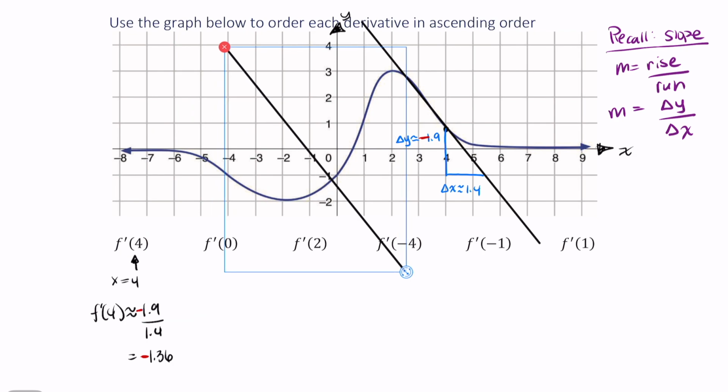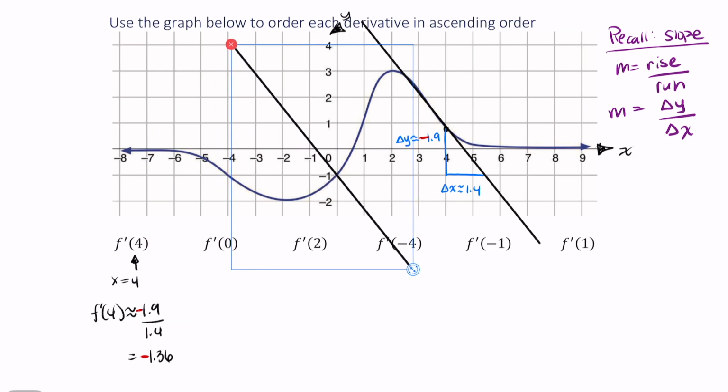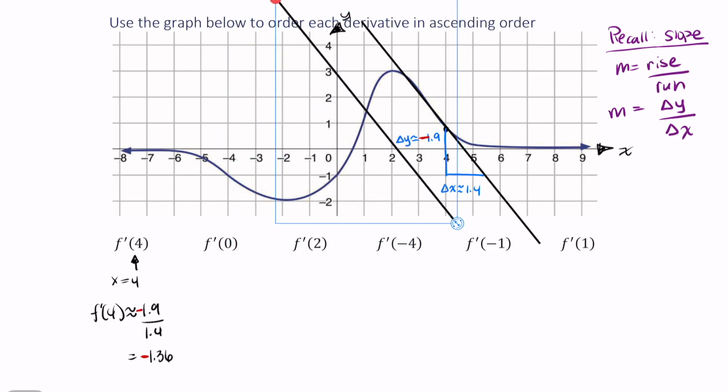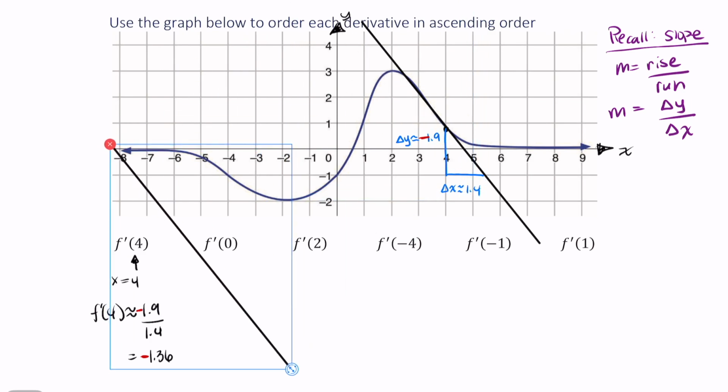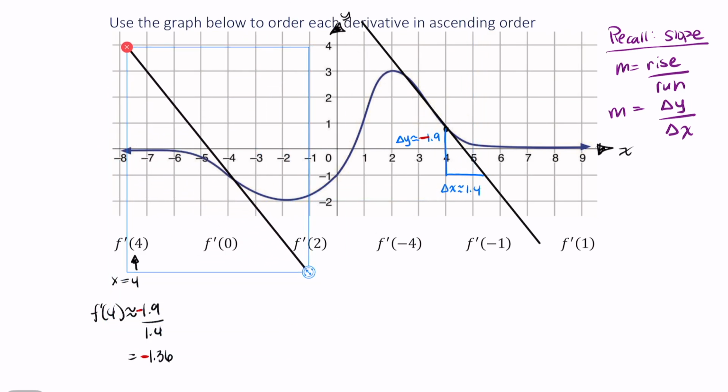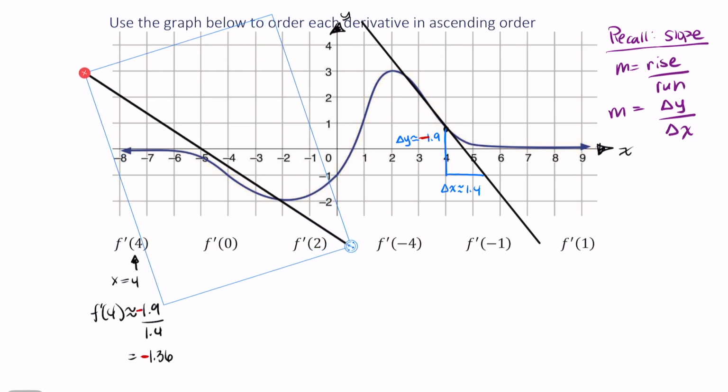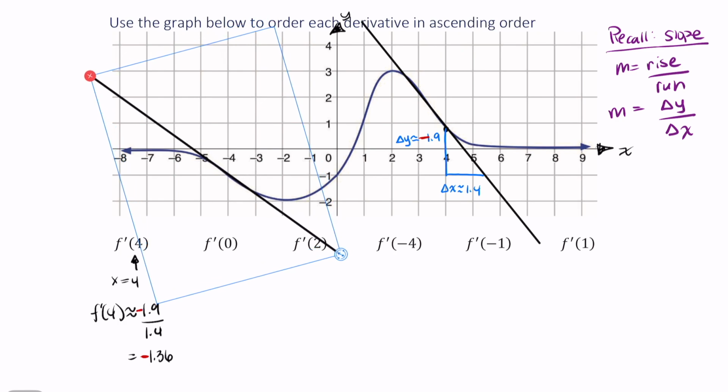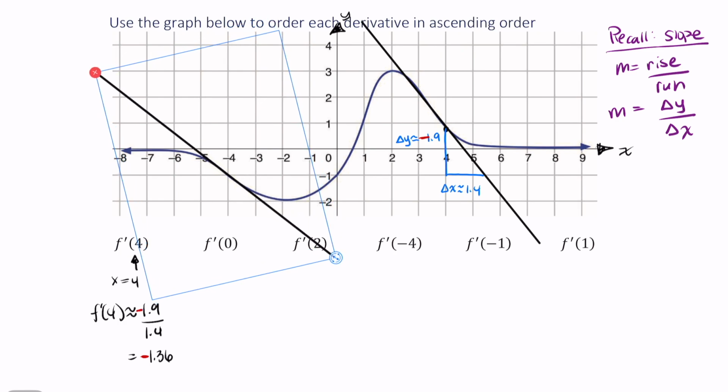Let's look at 0. At 0, the slope is certainly not positive. Excuse me, negative. What about at 2? No. At negative 4? Oh, yes. At negative 4, the slope is also negative. So let's make this line have the same slope as the curve there at negative 4. And here's that point. When x equals negative 4, our function's output is about negative 1.